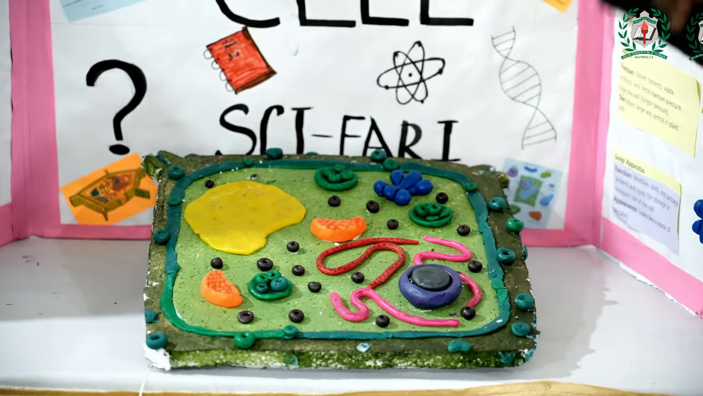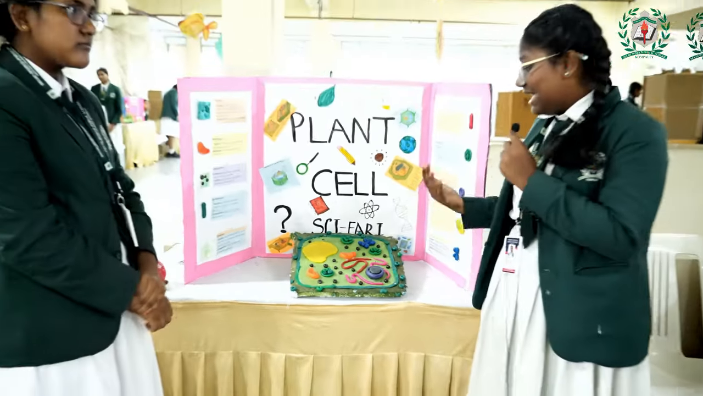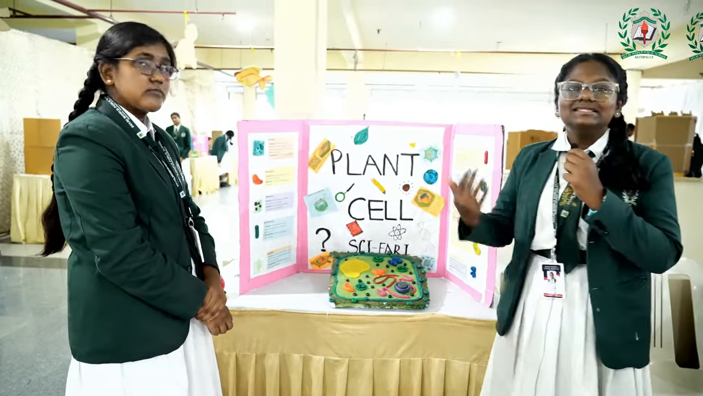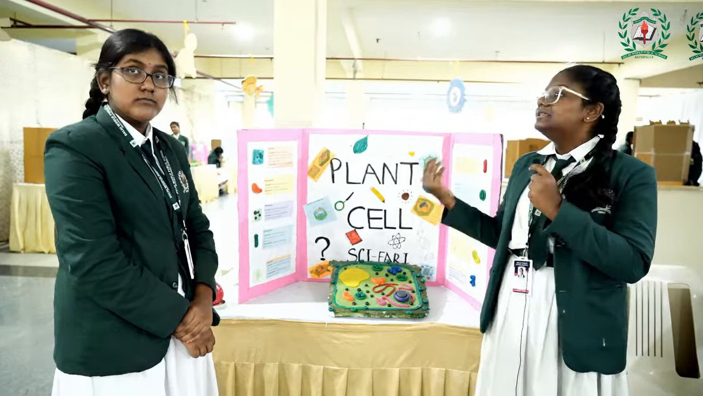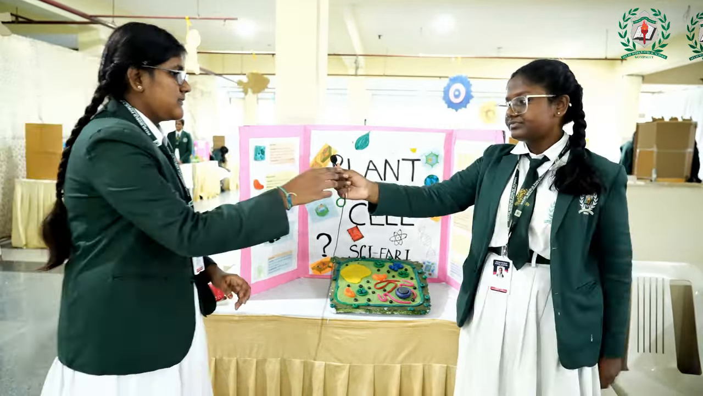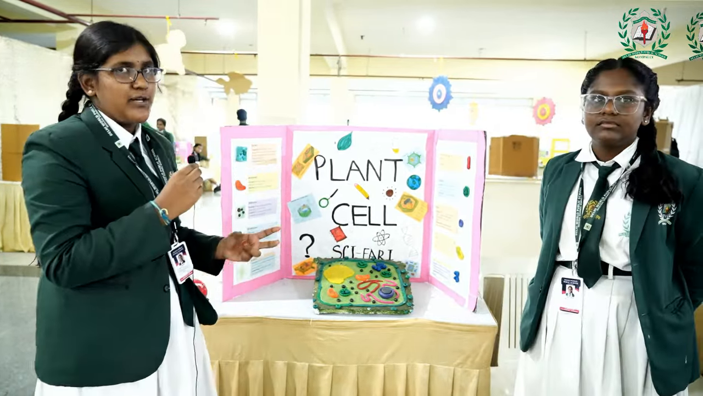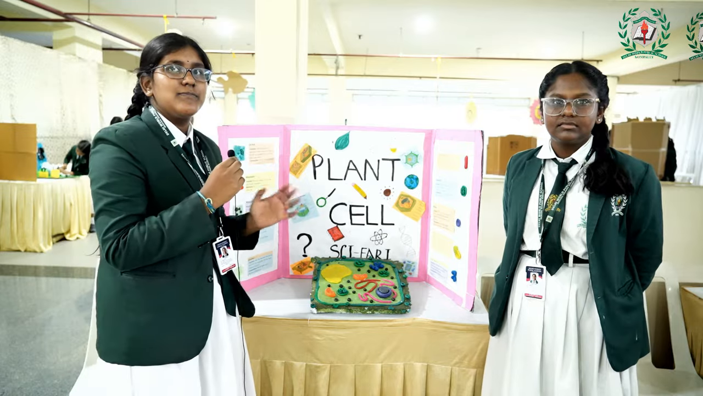This is the cell membrane. It controls what enters and exits a plant cell. It's basically like a barrier to the plant cell. And this is the cytoplasm. It's like a jelly-like structure which is inside the cell membrane. These are endoplasmic reticulum. There are mainly two types of endoplasmic reticulum, rough ER and smooth ER.